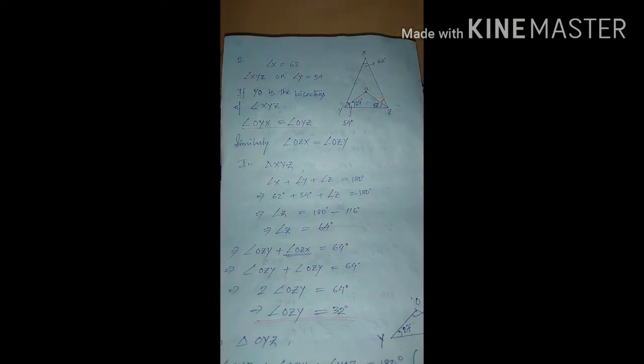Now in this case, what you have to do, you see here. First of all, since it is already mentioned that YO is the bisector, easily we can say angles OYX and OYZ, these two angles. See carefully, one angle is OYX, another one is OYZ. These two angles are always equal, so that's why we write OYX equal to OYZ.